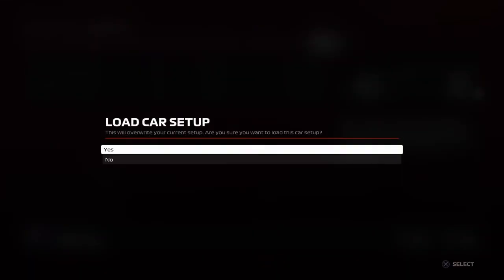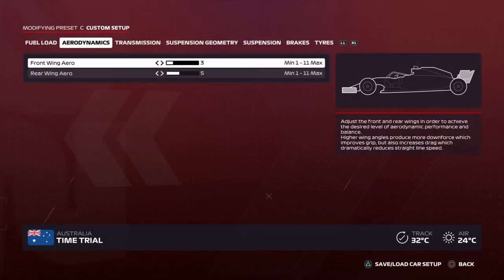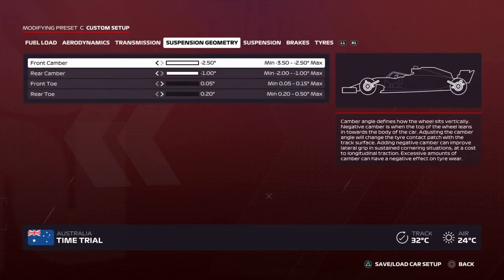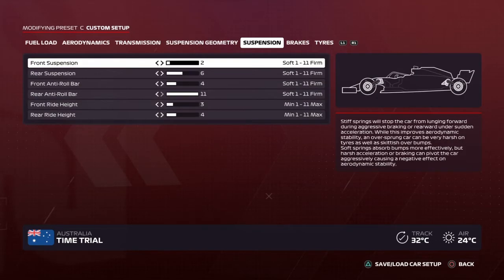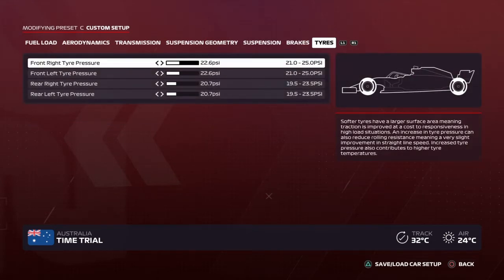On to the Austrian Grand Prix now. For the Red Bull Ring, we've got 3.5 aerodynamics. 50-60 on the transmission. Right, left for the suspension geometry. 2.6, 4.11, 3.4 on the suspension. Tyres 22.6 and 20.7.